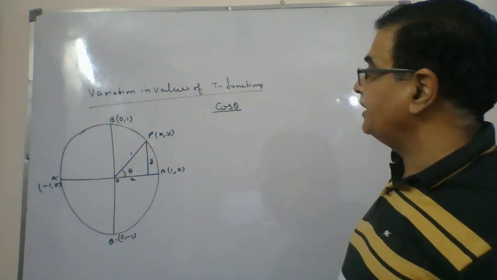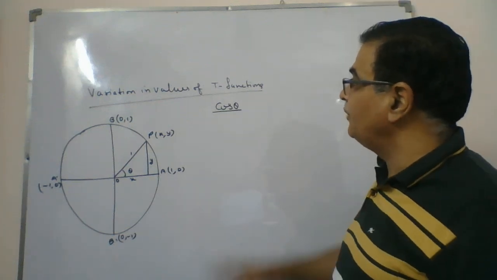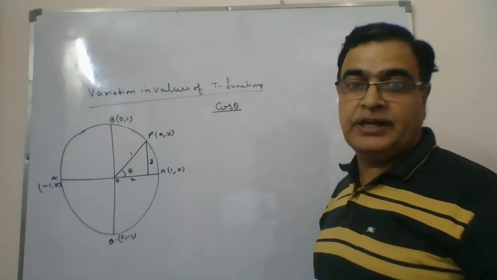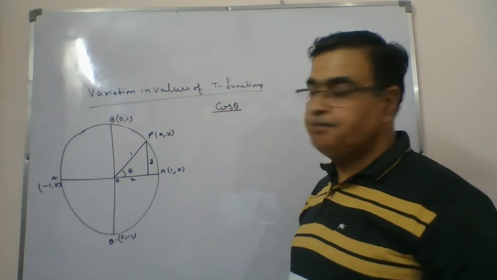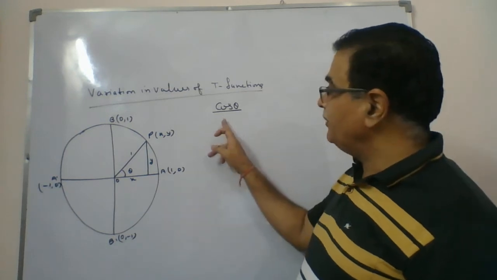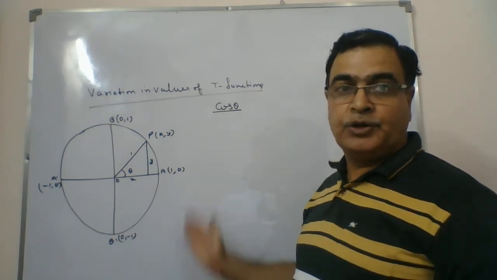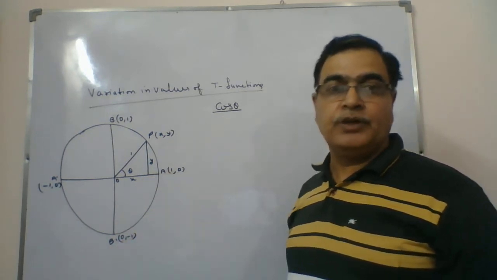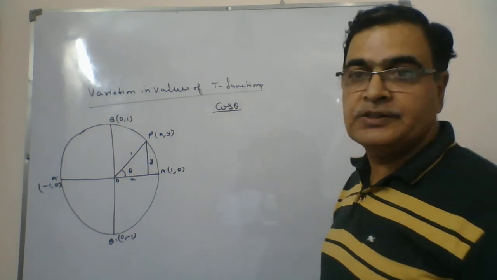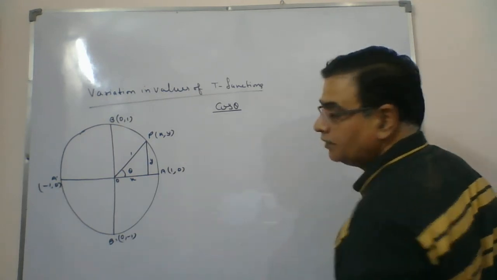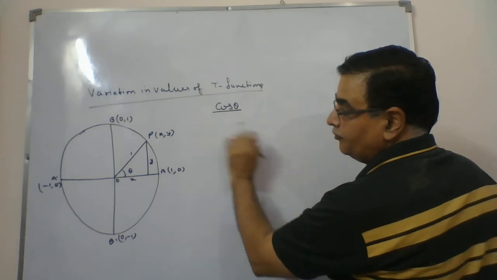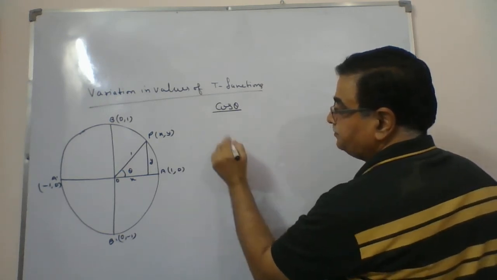Last time we started with the variation of values of trigonometrical functions. In that, first we completed sine theta. Today we are going to start with cos theta: how it varies, and what graph it is going to have. So these are the two things we have to do in this video. First one is cos theta.